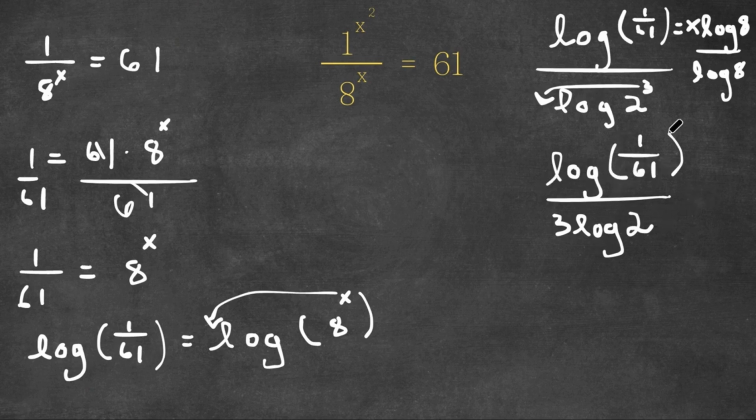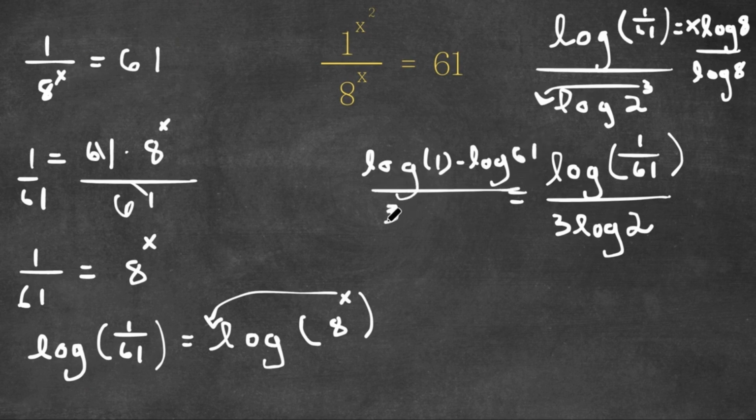And if we're taking the log of a fraction, then it can actually be written as the log of the numerator minus the log of the denominator. So this is equal to log 1 minus log 61 over 3 log 2.